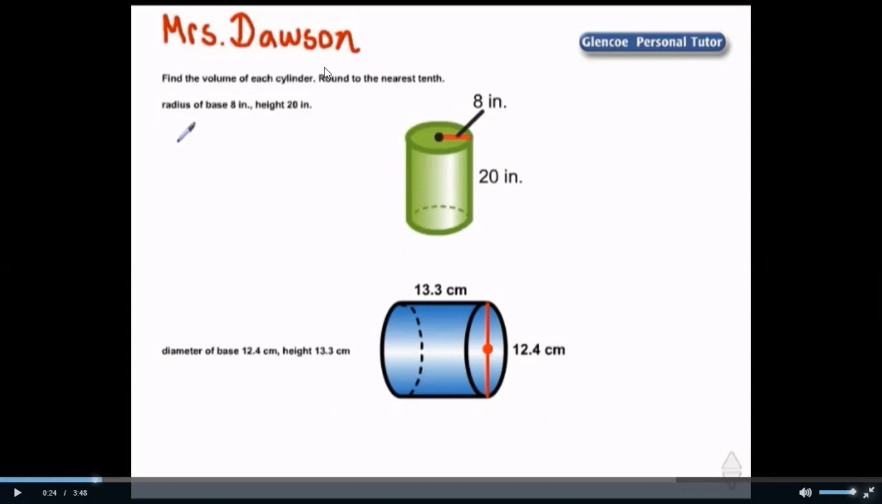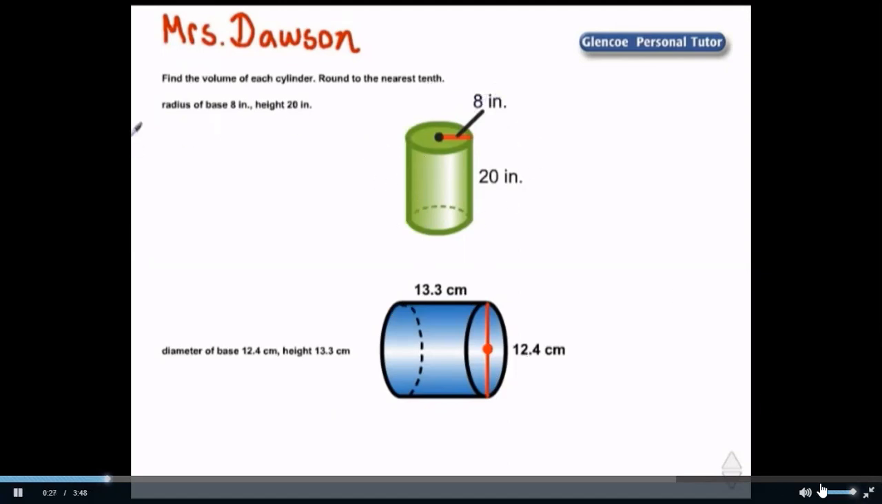Mrs. Dawson's got two samples for you here. There are two different ones. One of them, you're given the radius and the height stands straight up and down. That's pretty basic. The other one, you're given a diameter instead. See, this line goes all the way across. Diameter is 12.4. So to find that radius, we're going to have to do a little bit of work. And then the height goes from circle to circle. Well, the height is actually across because the cylinder is laying down. So we'll walk through these two and we'll see how it goes.